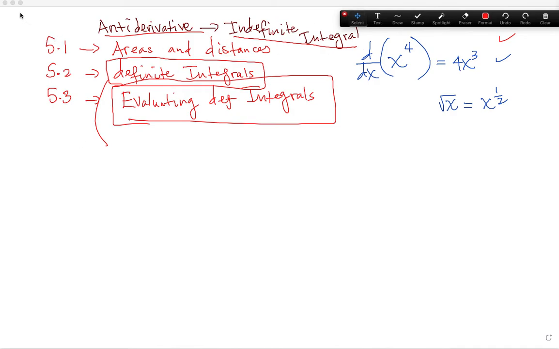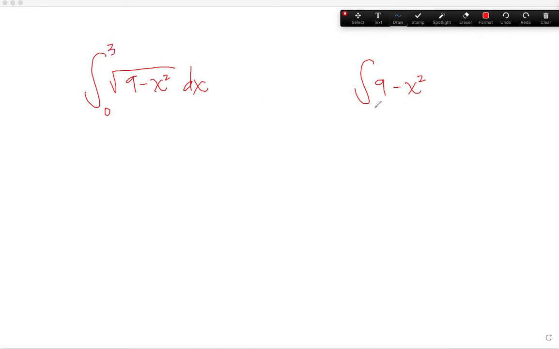So, like on 5.1, one of them is like this. Let's say you have to find the integral of the square root of 9 minus x squared. Earlier we saw, if it was simply 9 minus x squared, from 0 to 3, let's do the same task, but on the simpler one.